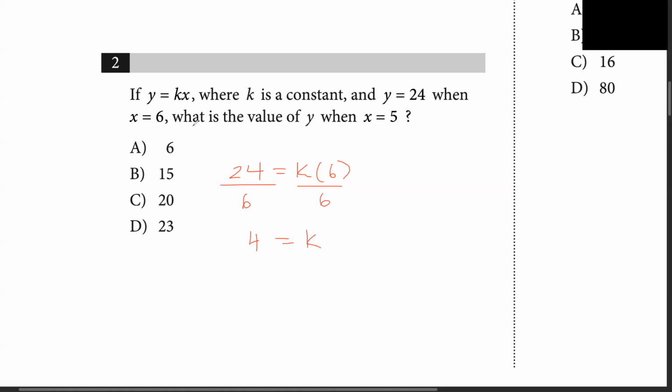The question is asking us for what is the value of y when x equals 5. So we need to kind of do this again. So what we're going to do is, now we know k equals 4. So the original equation now is y equals 4x, because k is equal to 4. And we can just plug in 5 for x, and that'll tell us what y equals. So y equals 4 times 5. Therefore, y is equal to 20. And that's the answer.